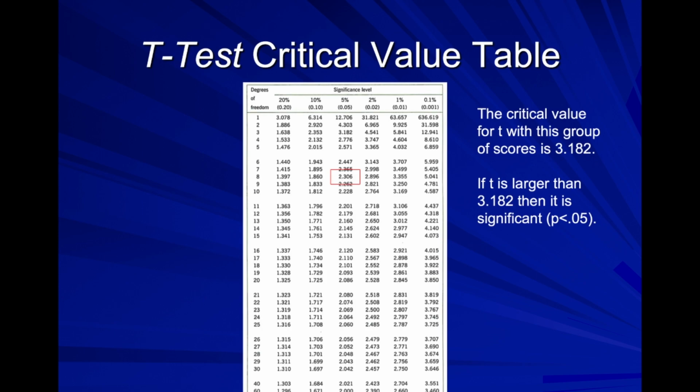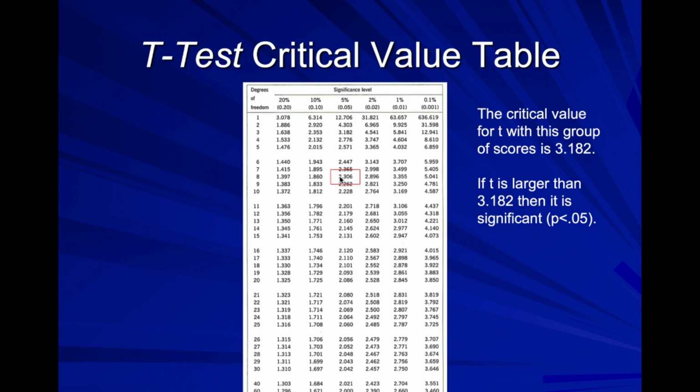The critical value is a decision point. If your t value is higher than the critical value, then it says it's significant. And it says it over here. So the critical value for t with this group is 3.182. If t is larger than 3.182, which is not the case, I really need to redo this. Okay, I'm really messing you up here. Sorry about that. It's because I did the wrong line.